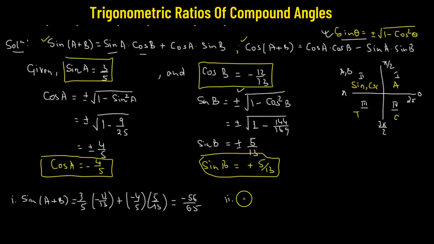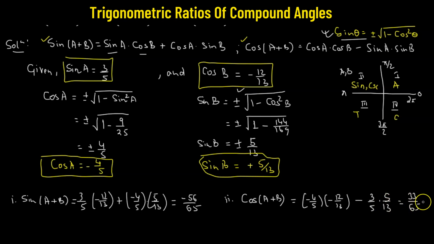Then we will move on to the next one, which is cosine of A plus B. So we need cosine A times cosine B, that is going to be our first term. So cosine of A, negative 4 over 5, multiplied by cosine B, so that's negative 12 over 13, minus sine A times sine B, which is the second term. So sine A, that's 3/5, multiplied by sine B, so that's 5/13. Solving this, we get 33 over 65.